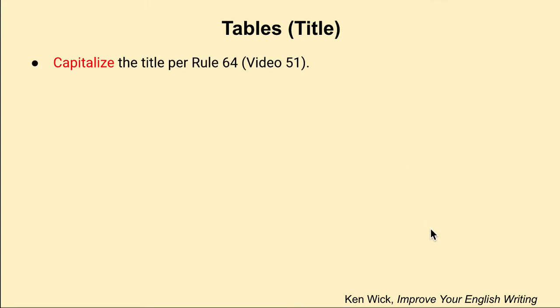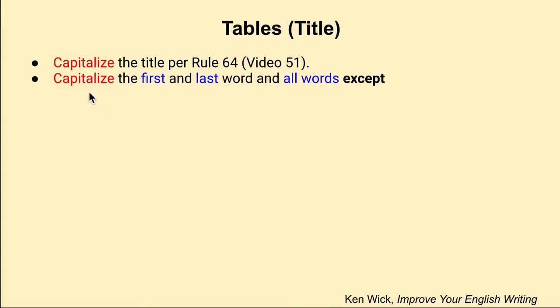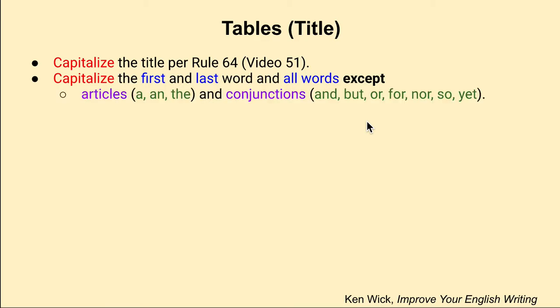You want to capitalize the table title per Rule 64, which is in video 51 if you want to reference that for more details. But here's the brief summary of Rule 64. It's best to be familiar with Rule 64 in video 51. So what you do is capitalize the first and last word of the title and all words except, so these are the exceptions. You do not capitalize articles or conjunctions, so these words.